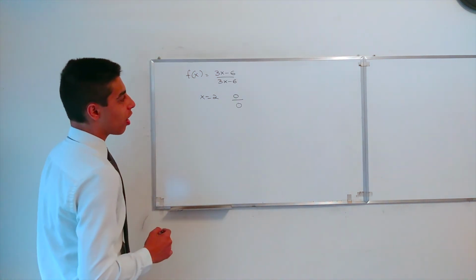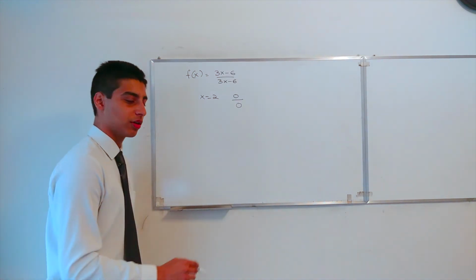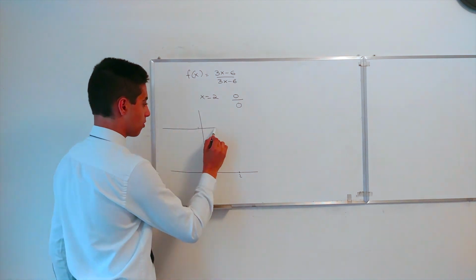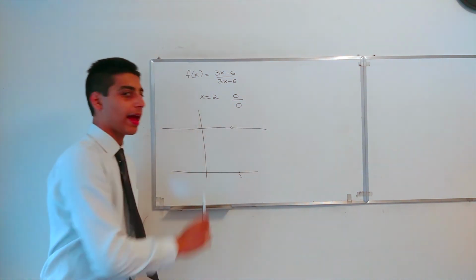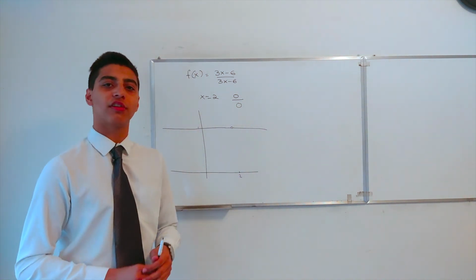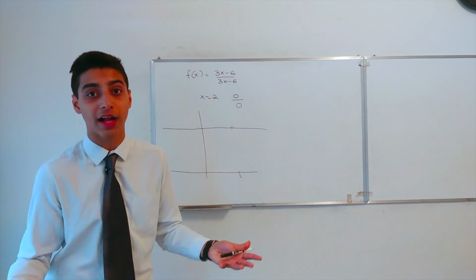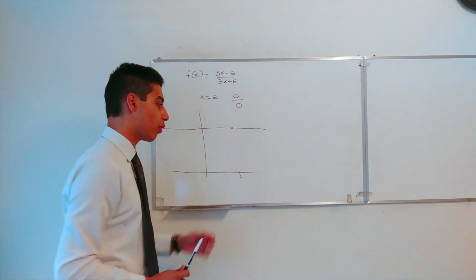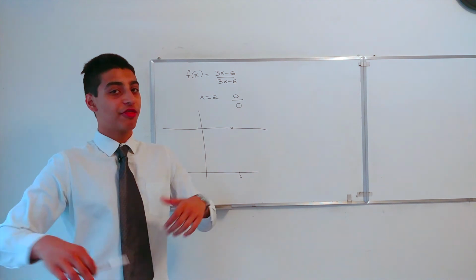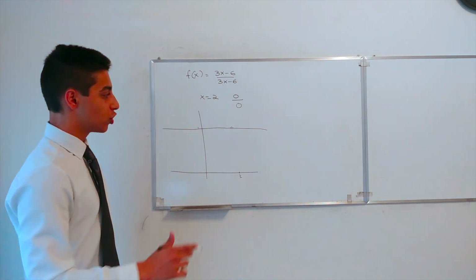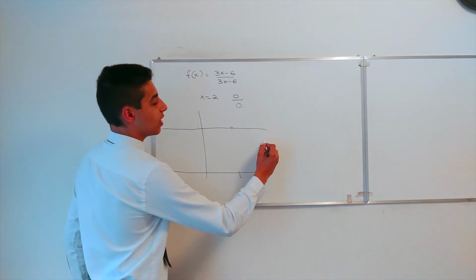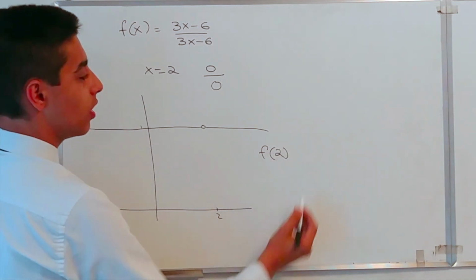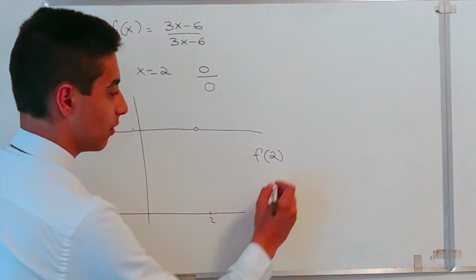So if we were to draw this graph, how would it exactly look? With a hole at x equals 2. A hole basically symbolizes that there is no value at that point. At this point, when x equals 2, there is no value of the function. So basically what we're trying to say is f of 2 is undefined.